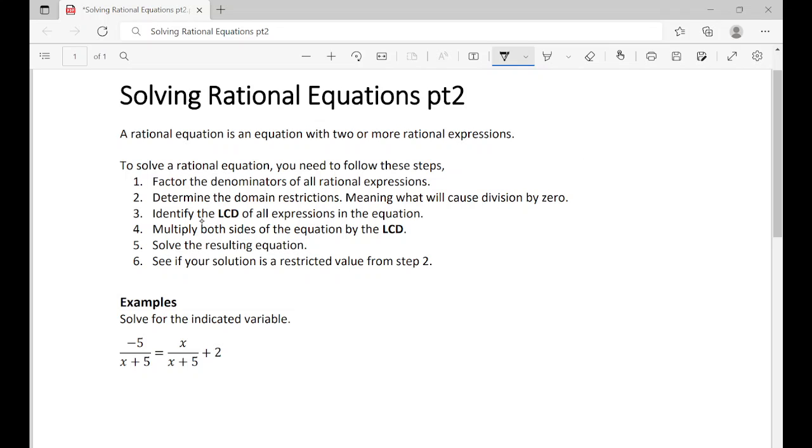Third, I'm going to identify the LCD of all the expressions in the equation. And once I do that, I'm going to multiply both sides of the equation by the LCD so I can clear out the fractions and work with a simpler equation. Once I have my nice simple equation, I will solve for whatever variable I'm given, and then I'm going to see if one of my solutions is a restricted variable or a restricted solution.